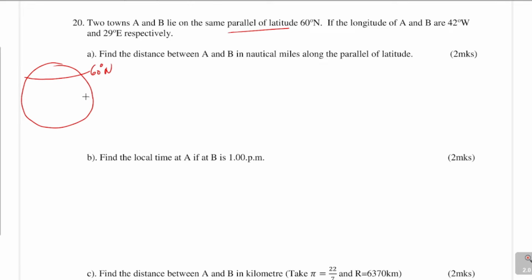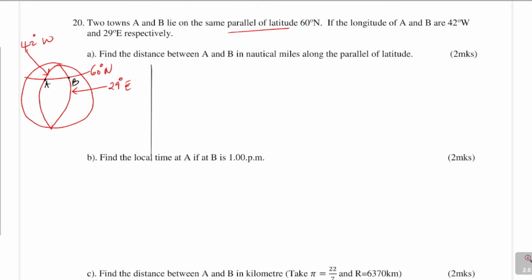And then we have one that is the west. This is 42 degrees west. And then the other one, just a sketch, is 29 degrees east. So we have the two places. A is there, B is there. So this distance along the parallel of latitude, or distance along the small circle.